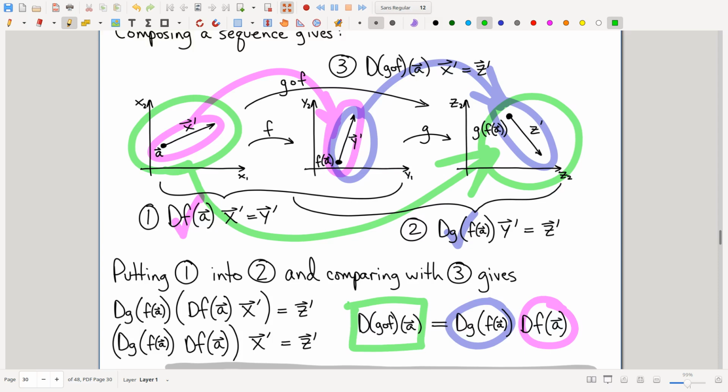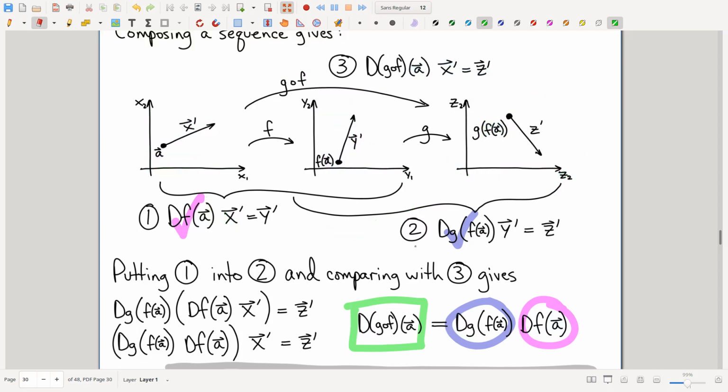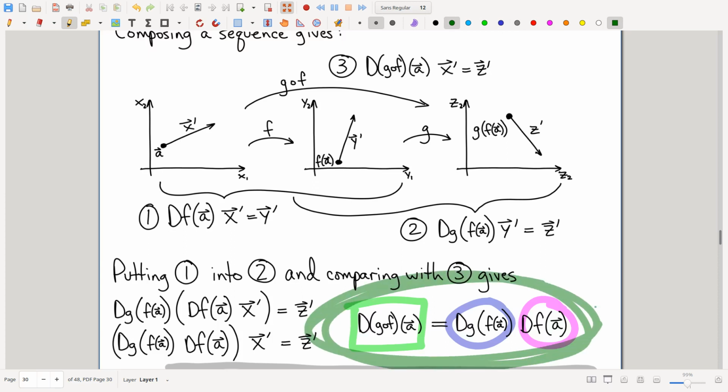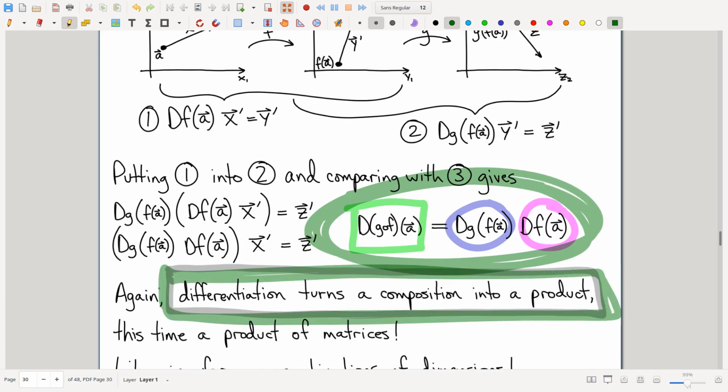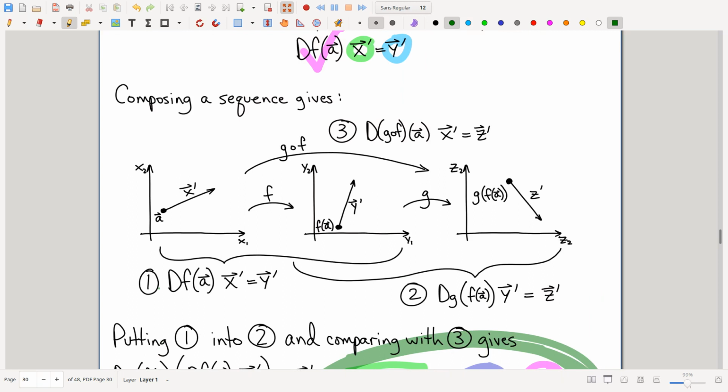Okay, so notice our multivariable chain rule. Not only do I get a formula that's morally, doesn't this look a lot like what we saw on the previous page? Derivative of the composition is the product of the derivatives. Again, differentiation turns a composition into a product. Not only is it an analogous result, just matrices instead of scalars, but it's an analogous argument where you think of the derivatives as being factors, and then the combined factor is just the product of the individual factors.